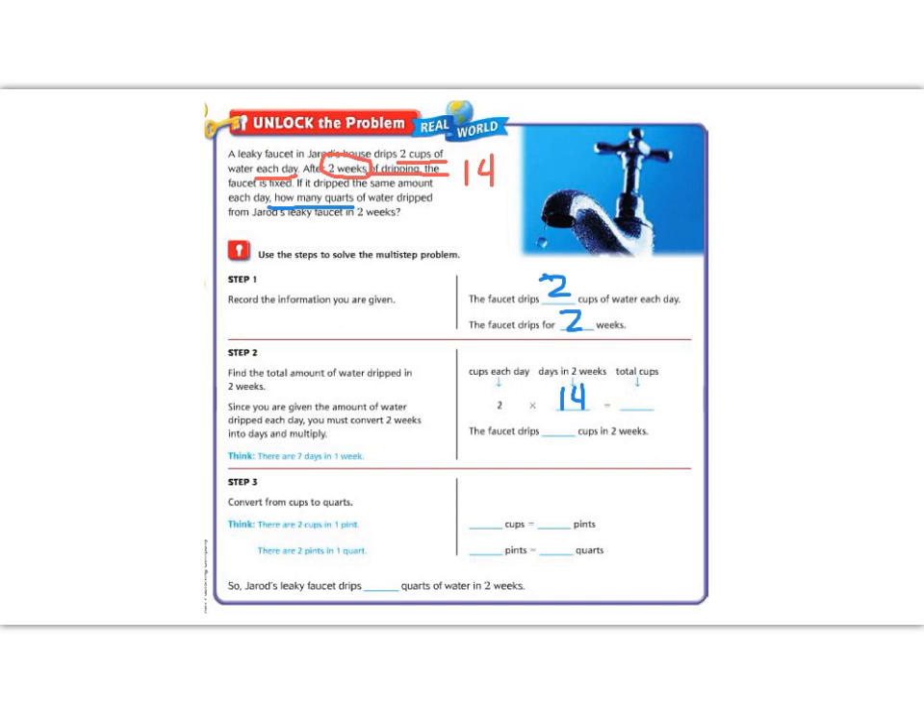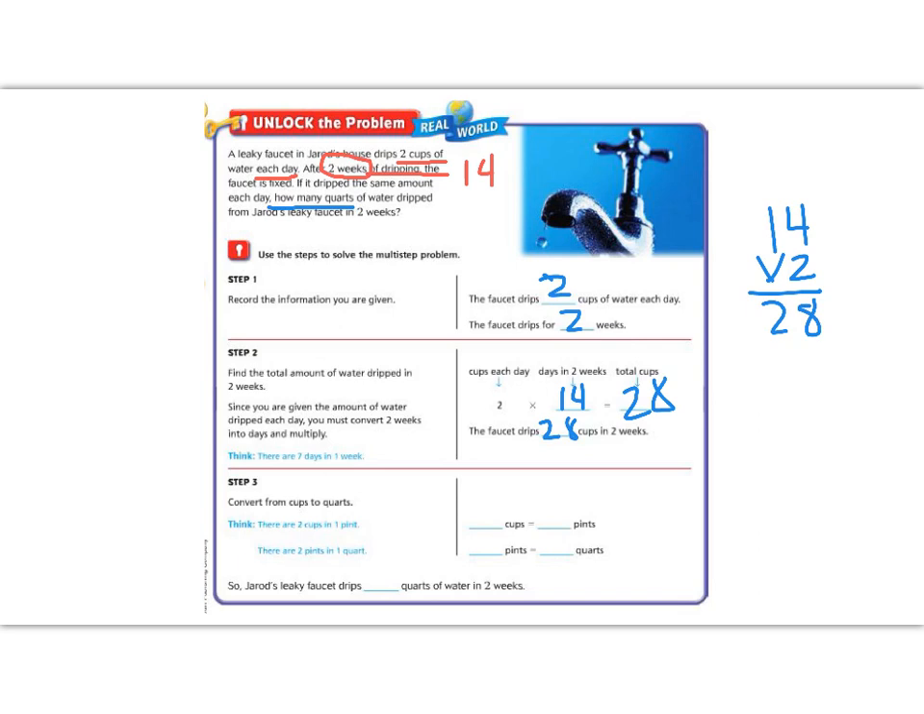So our first step is going to be to multiply 14 times 2 so that we know how many cups dripped in the total time. 2 times 4 is 8, and 2 times 1 is 2. So it dripped a total of 28 cups in 2 weeks. But our last question that I underlined says that we need to know how many quarts that is.